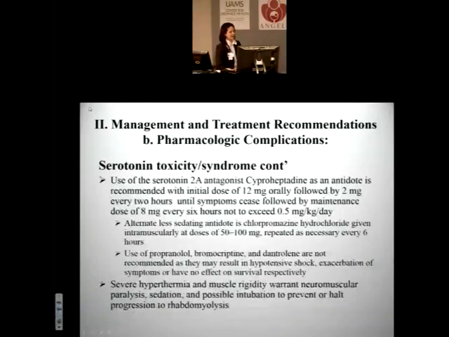The use of the serotonin 2A antagonist cyproheptadine has been used as an antidote and is recommended as treatment for moderate to severe serotonin toxicity with the following doses. Alternate, less sedating antidotes do exist. Chlorpromazine is an alternative. However, in this condition, the use of propranolol, bromocriptine, or dantrolene is not recommended, and they can result in hypotensive shock, exacerbation of symptoms, or have no effect on survival. Severe hyperthermia and muscle rigidity warrant neuromuscular paralysis, sedation, and possible intubation.